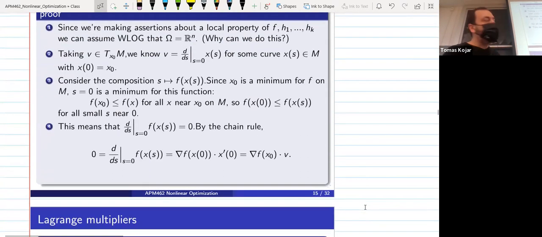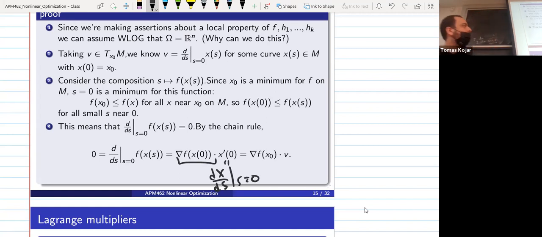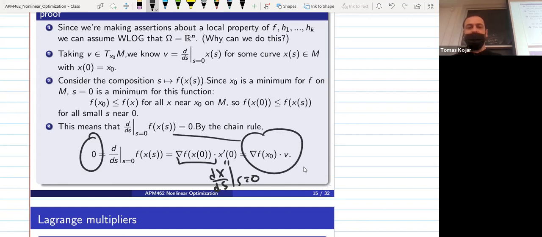So if you take the chain rule of it, you get your gradient times dx/ds at s equals 0. Right? That's the chain rule. Good. And you just plug in all the definitions. And from here, we are done. We just showed that this dot product is equal to 0.